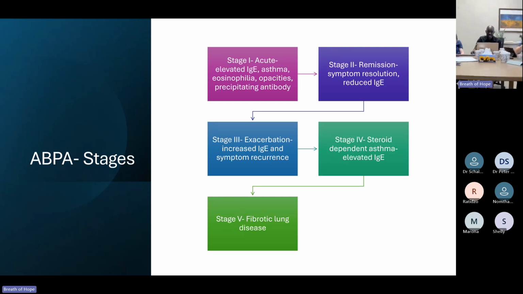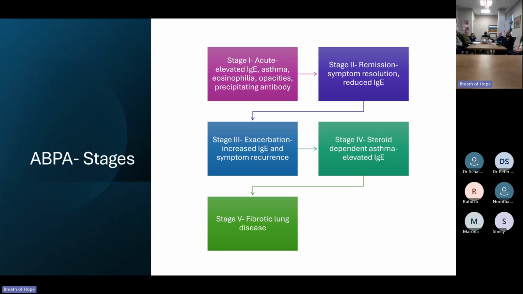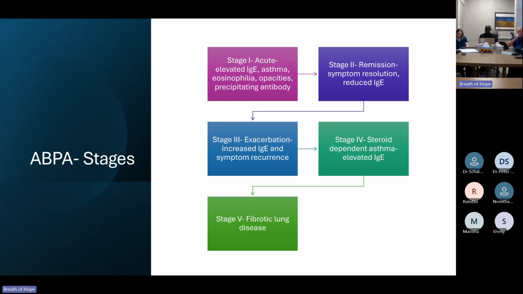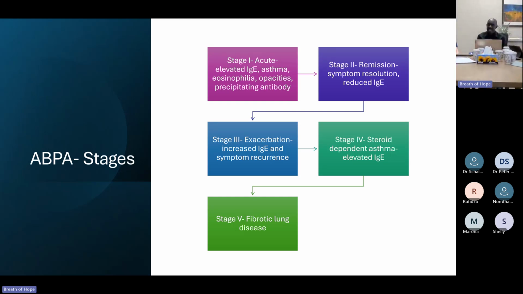Of course, the stages: ABPA has about 5 stages. Stage 1, when you have acute elevated IgE, asthma, eosinophilia, opacities with precipitating antibodies. Stage 2, when you have remission of symptoms, symptom resolution, reduced IgE. Stage 3, when you have an exacerbation with increased IgE and recurrence of symptoms. Stage 4, steroid-dependent asthma with elevated IgE levels. And stage 5, when you develop fibrotic lung disease.